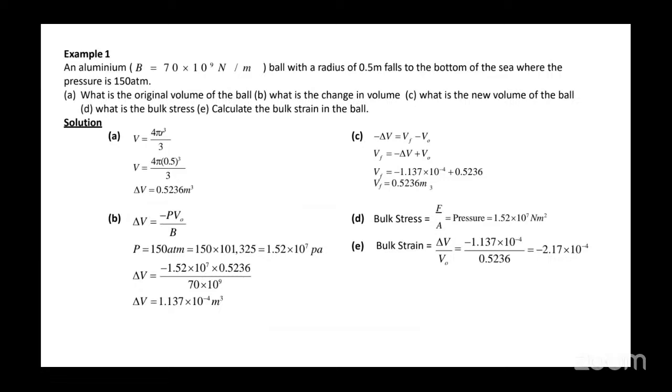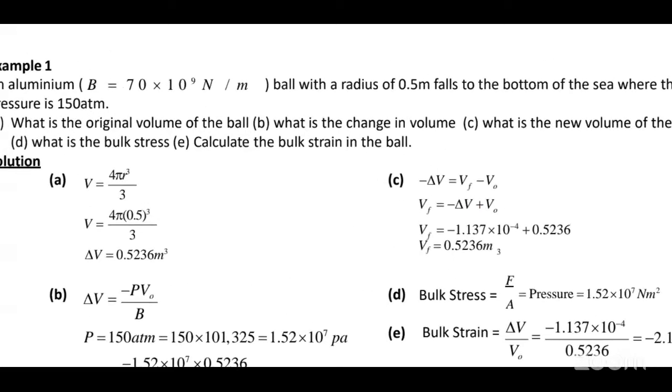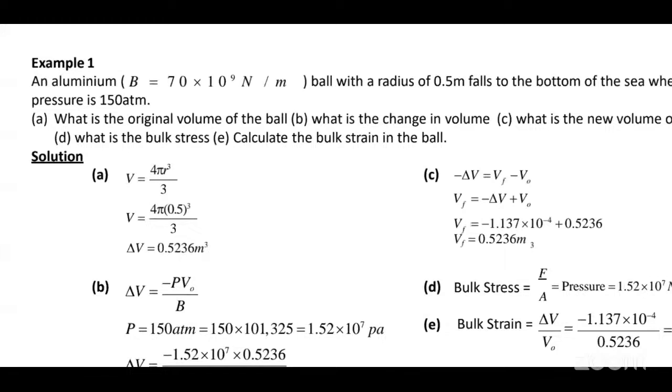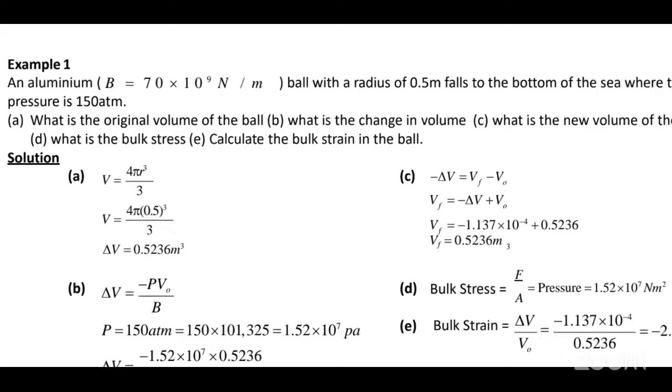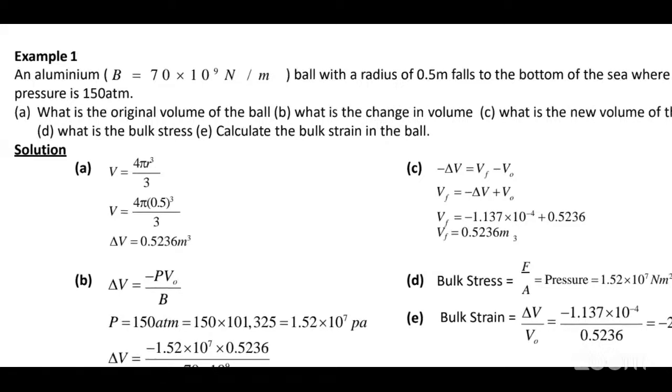So this is another example. An aluminum ball with a bulk modulus of 7.0 times 10 raised to 9 Newton per meter squared, with a radius of 0.5 meter, falls to the bottom of the sea, where the pressure is 150 atmospheres.